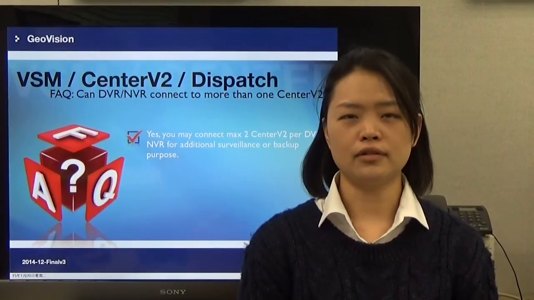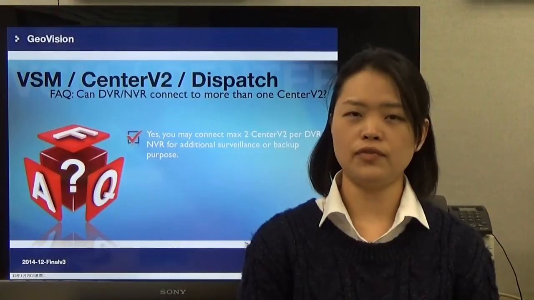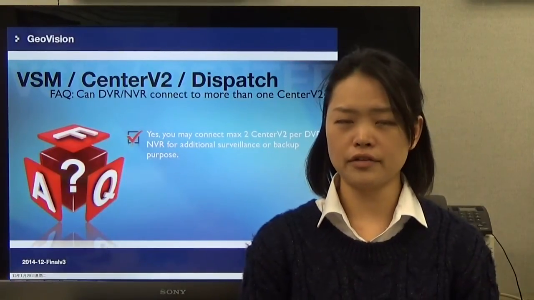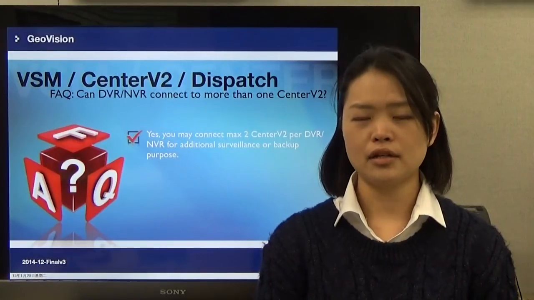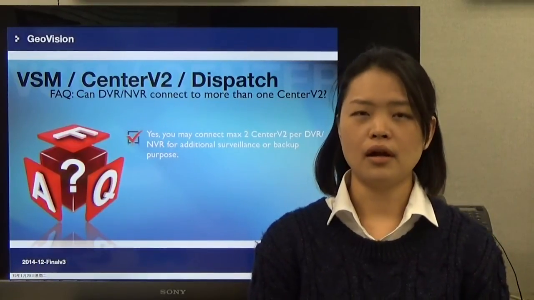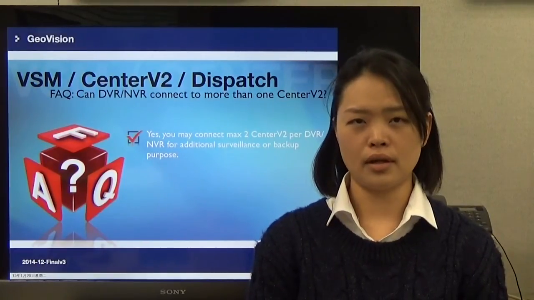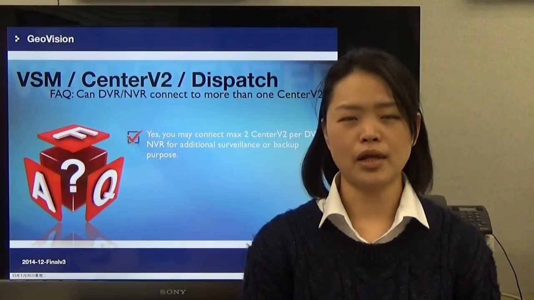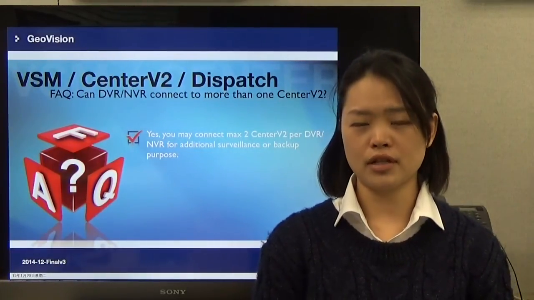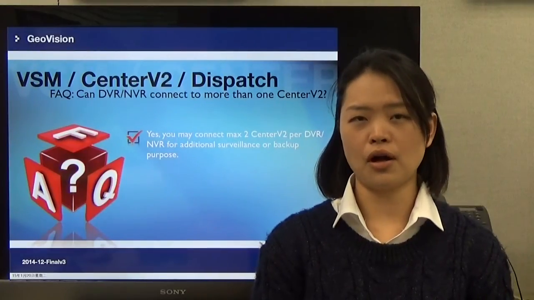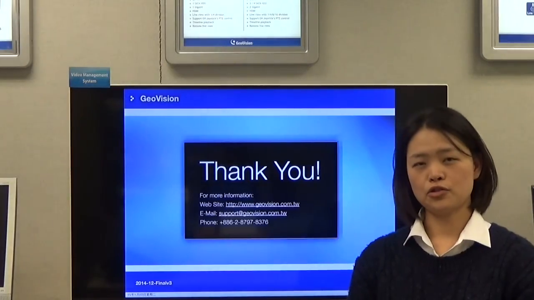The GV system, that means GV DVR MVR and the GVIP device and GV-VMS, you are allowed to connect two CenterV2 simultaneously. That means the GV system will send alert event to these two CenterV2 at the same time. That means if one of your CenterV2 disconnect, you still have a second location, the CenterV2 still under monitoring for your GV system. This is the end of the training.